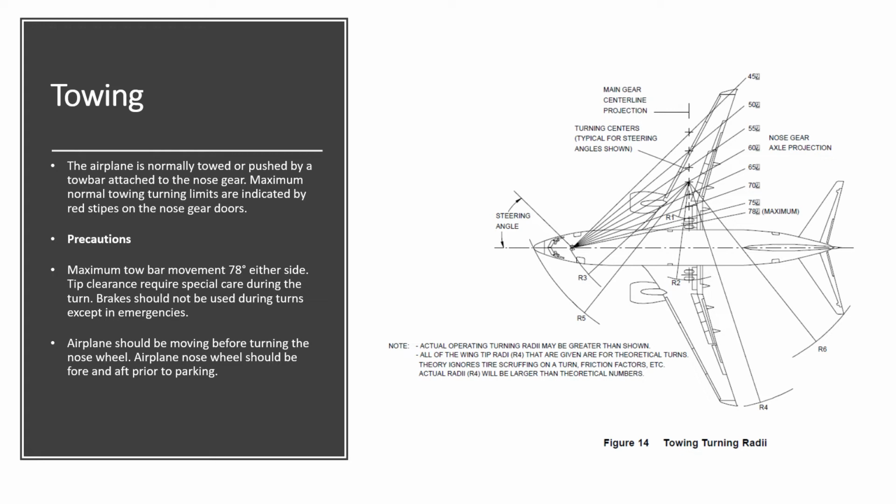You shouldn't use braking during turns except in an emergency. And before you start to turn the nose wheel, the aircraft should be rolling forward. It just avoids putting undue stress on the nose wheels, tyres and the nose leg. When you've stopped towing, the aircraft should be towed for a couple of meters in a straight line just to relieve any stresses.